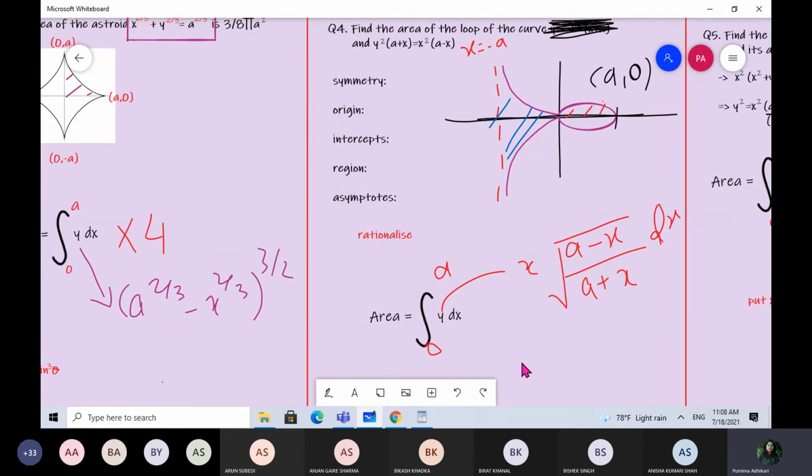Come on, quickly. Multiply by a minus x. Rationalize, let's say. You can take root under a minus x. Isn't it? Yes, ma'am. Once you rationalize, your integration becomes easy.